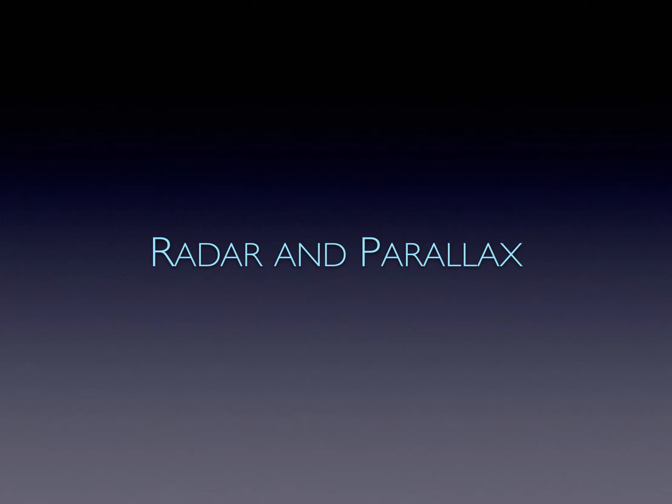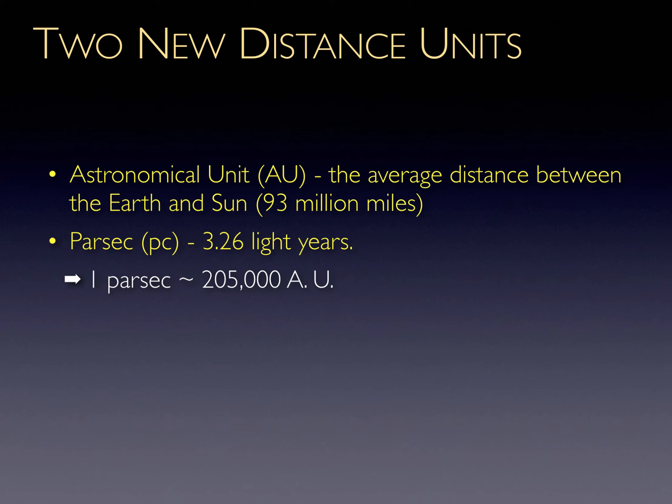This video covers two methods for measuring distance, radar ranging and parallax. Before getting started, a couple of distance units need to be introduced. The astronomical unit is defined as the average distance between the Earth and the Sun. That distance is about 93 million miles. The parsec is about 3.26 light years.